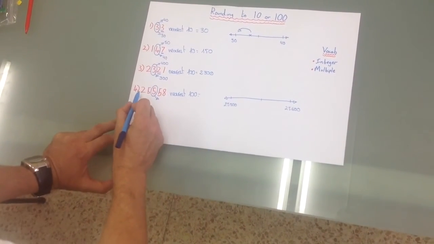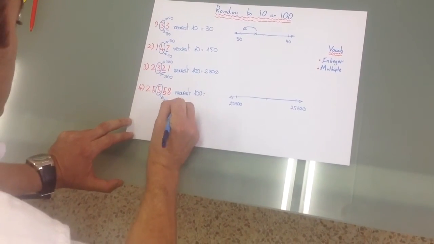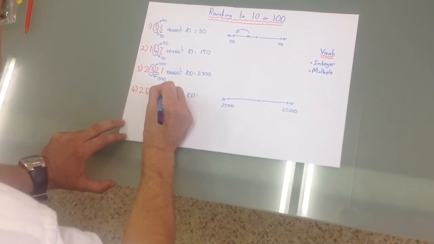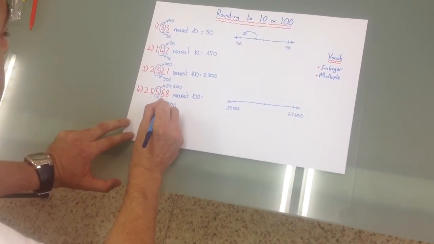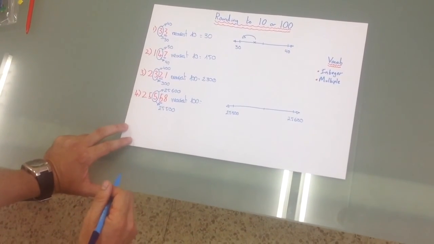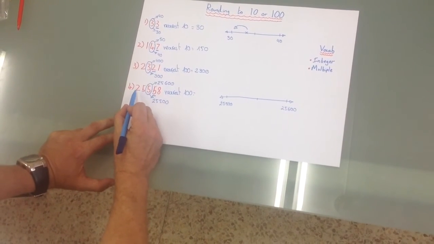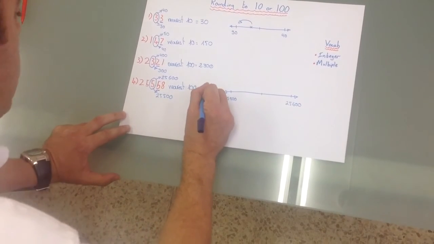When we round, it's going to be 25,500 or 25,600. We round up. Let's look at the following digit. It's a 5. That means that we are going to round up to the higher one. In this case, it will be 25,600.